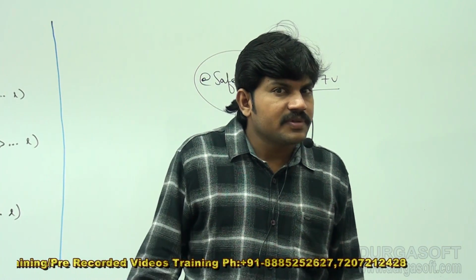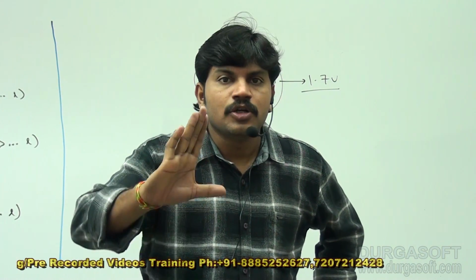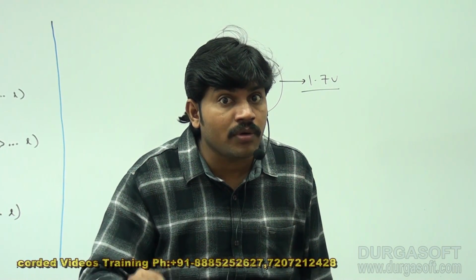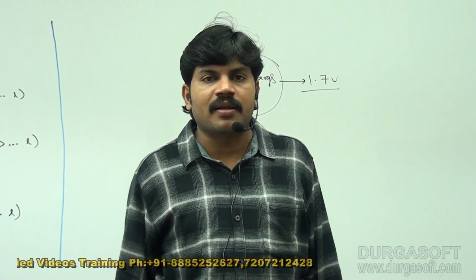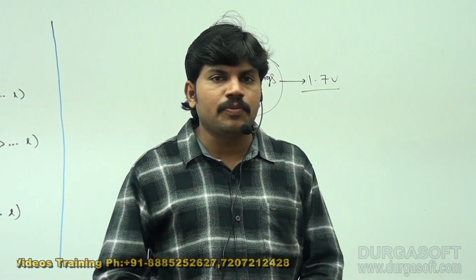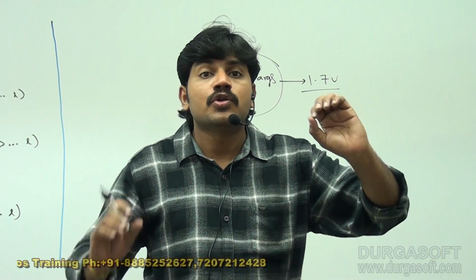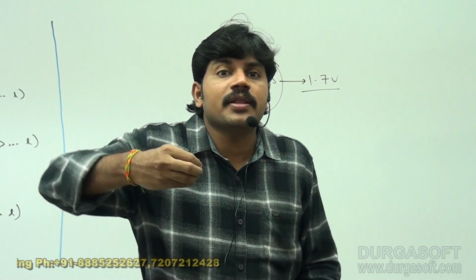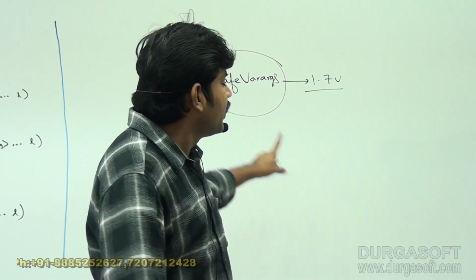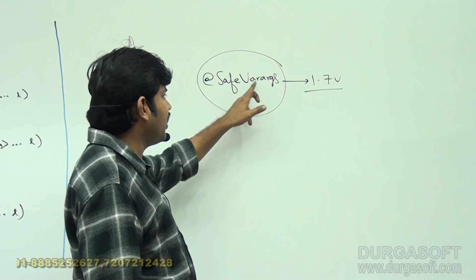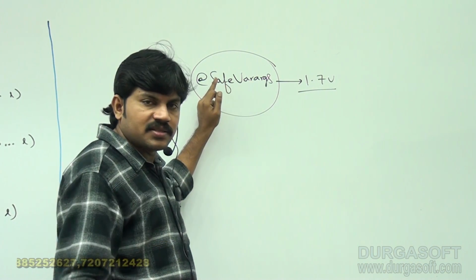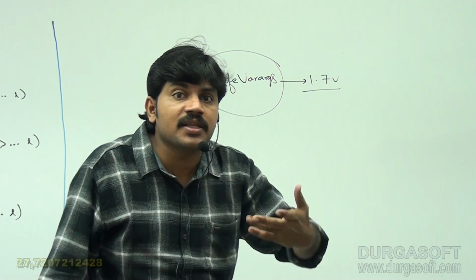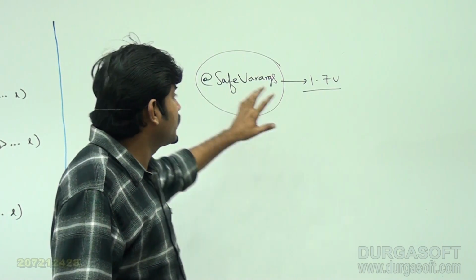What is the purpose of the SafeVarargs annotation? To suppress warnings related to VARARG methods, related to the heap pollution problem. Regarding the compiler, there is no chance of heap pollution problem, so can you please suppress the warnings related to heap pollution? Then we have to use the at the rate SafeVarargs annotation. We are telling that this VARARG method is safe, it is never going to cause heap pollution problem. That is how I can intimate this information to the compiler by using this annotation.